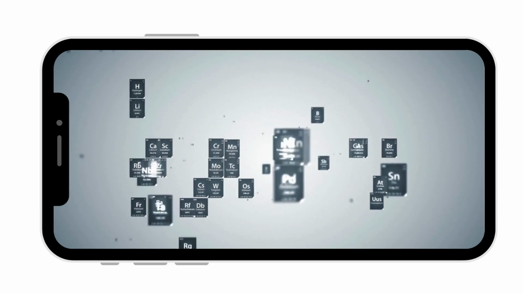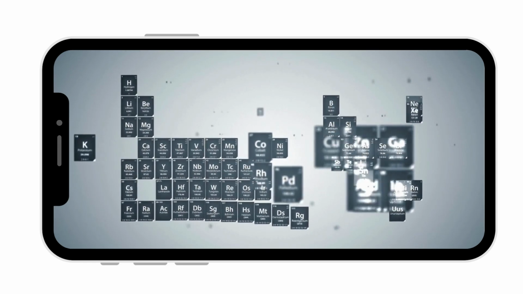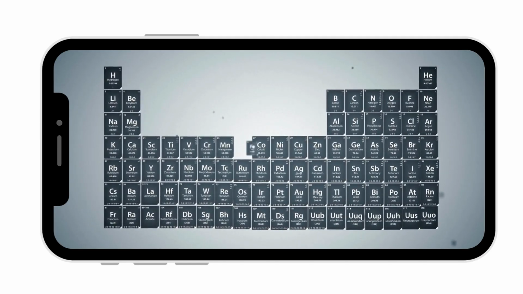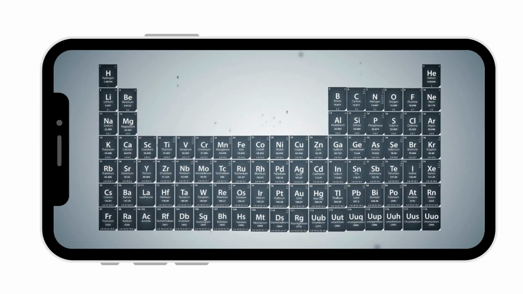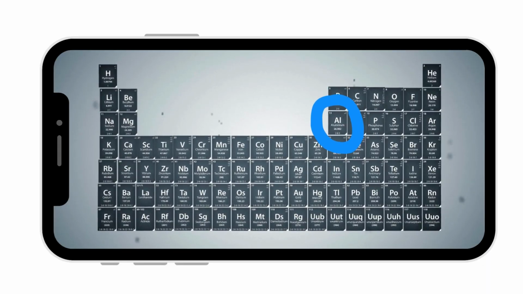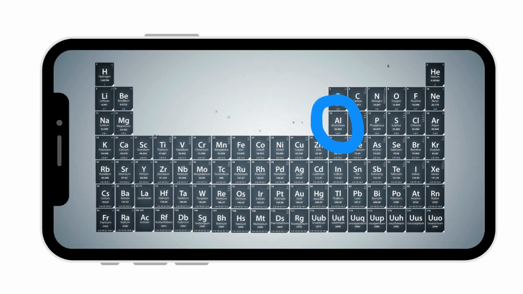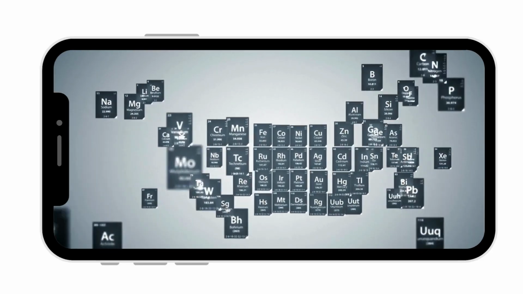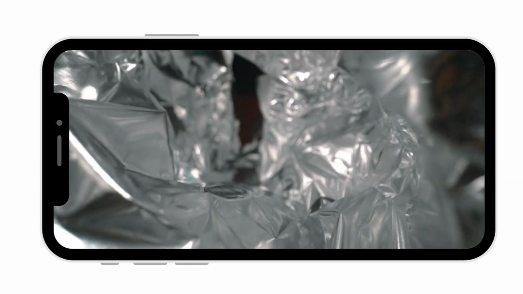Have you ever been using your phone and stopped to wonder what it's made of and what allows this piece of technology to function? Smartphones are composed of many different elements, all of which have their individual roles within the phone. Aluminum is one of these important elements. In this video, we will be tracing the journey of aluminum from its formation to its inclusion in smartphones.